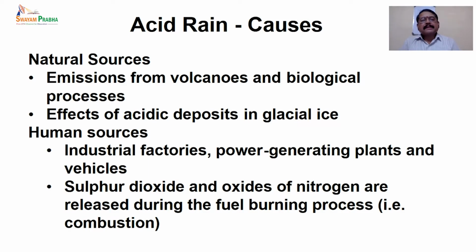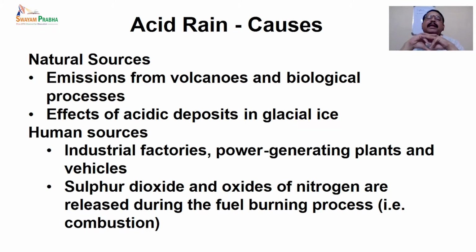Now let us discuss the causes of acid rain. Acid rain is caused in two major ways. One is natural and the other is human induced, or anthropogenic. When you look at the natural sources, very particularly volcanoes and biological processes like biological decay, oxides of sulfur, carbon and nitrogen are released. In addition, the acidic deposits in glacial ice melt away and also add to the acid rain.